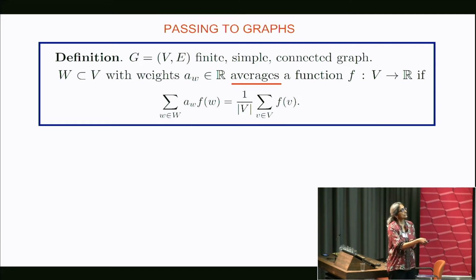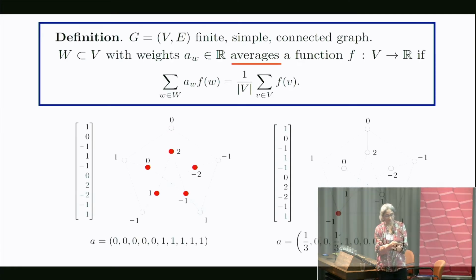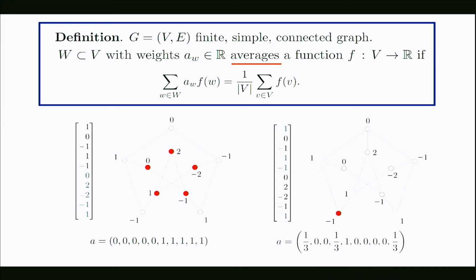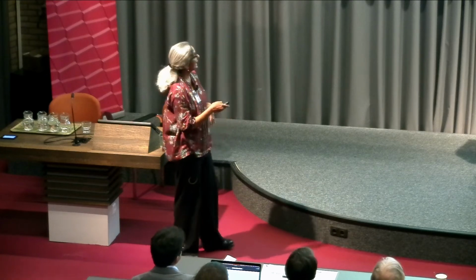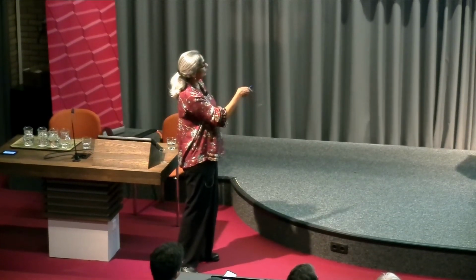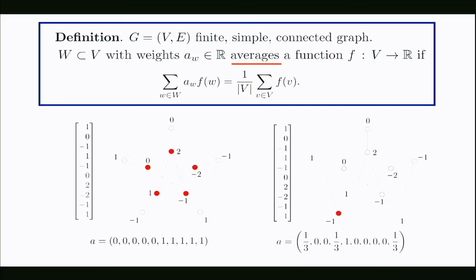Okay, so here's a quick example. Here's the Petersen graph, and here you see a function on the graph. If you quickly add up these numbers, you'll see they add up to 0. So the global average of the function on the graph is 0. And on the left here, you see one design, these red dots with uniform weights. If you just add up the weighted average, you'll see 2 minus 2 minus 1 plus 1. It also adds up to 0.